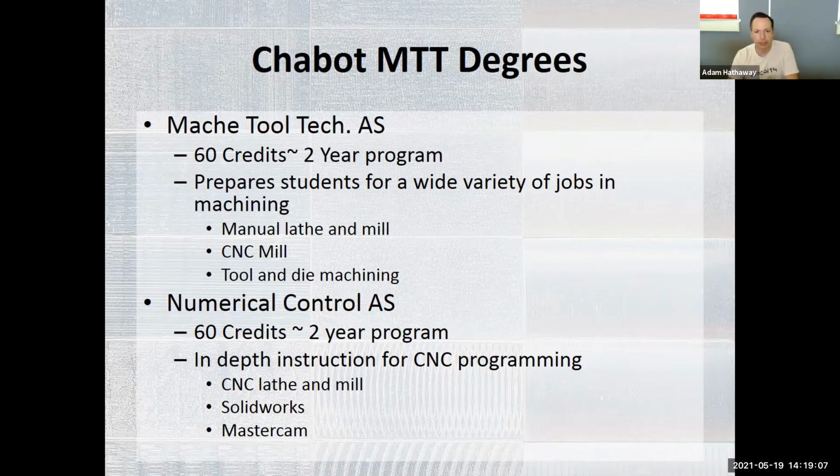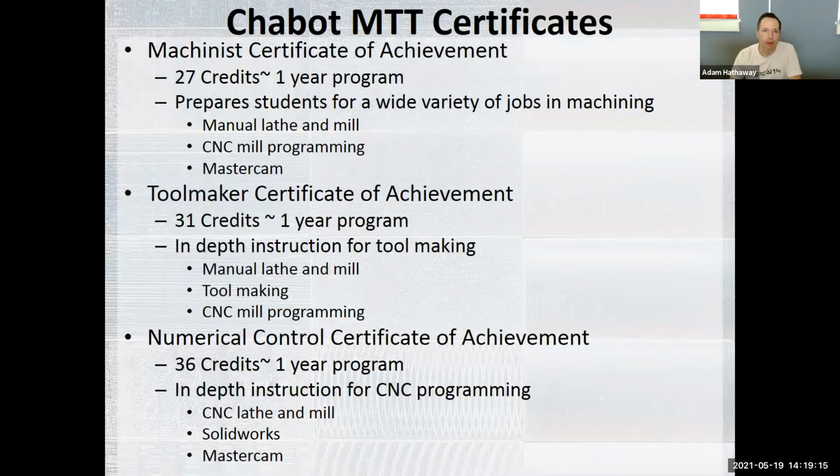Also CNC lathe and mill. And then we get more to the software, and that one, SolidWorks and Mastercam. We have 3 certificates. So we have a machinist certificate of achievement. That's 27 credits, about a 1-year program. Again, sort of like a general field of study there: manual lathe and mills, CNC mill, and Mastercam.